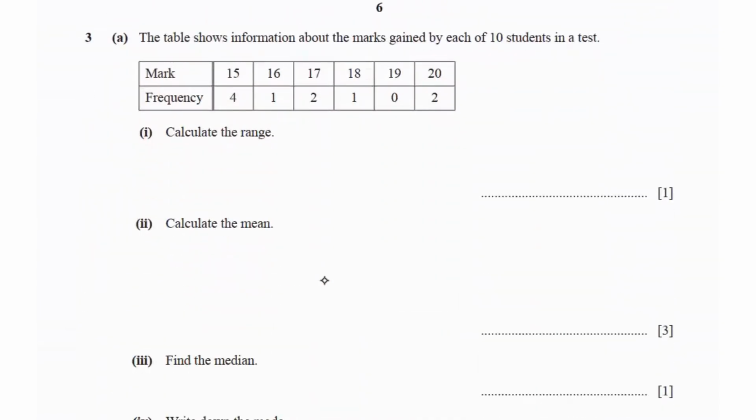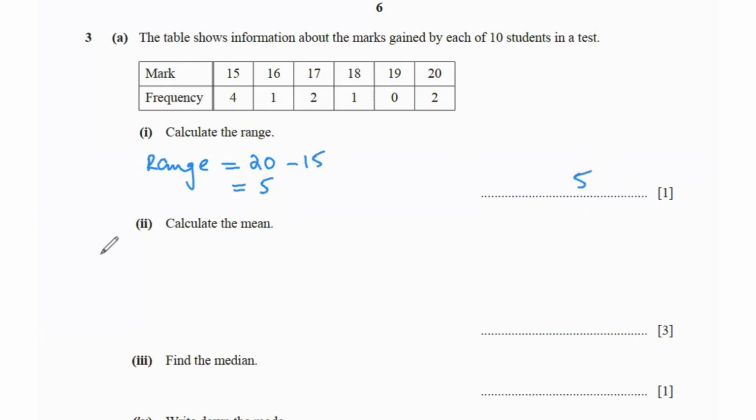Question 3 says the table shows information about the marks gained by each of 10 students in a test. So we have a row for the marks and a row for frequency. Just calculate the range. Range is the difference between the highest and the lowest value. So the highest value over here is 20 and the lowest value is 15. So 20 minus 15, 5 is your range.